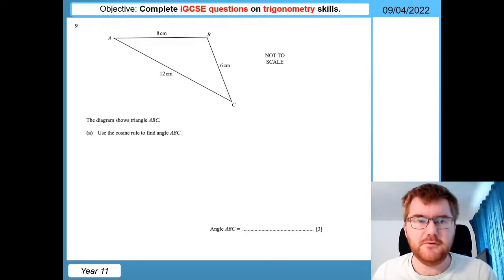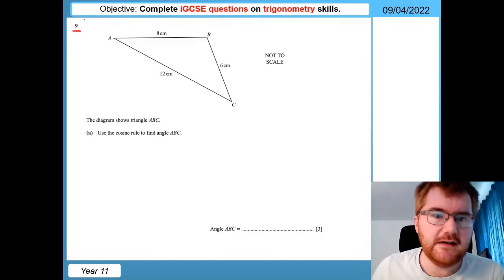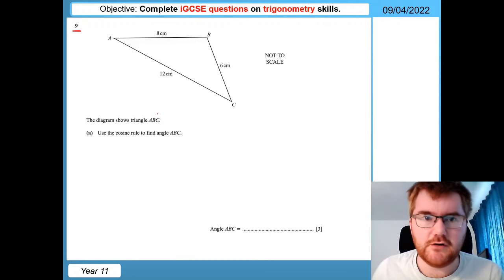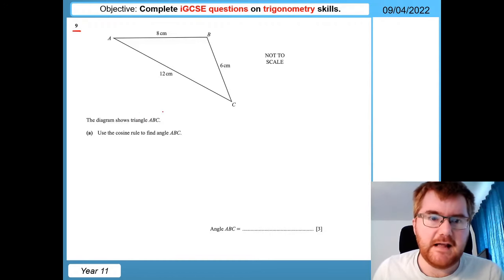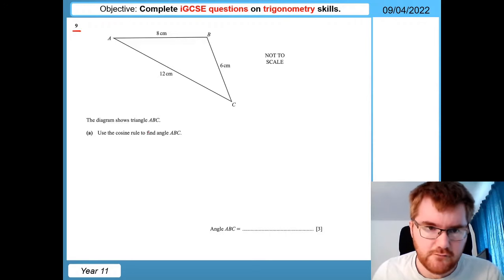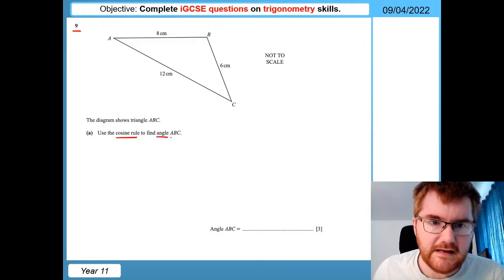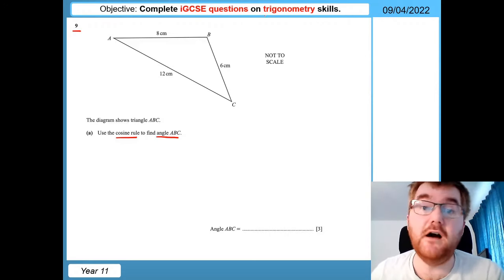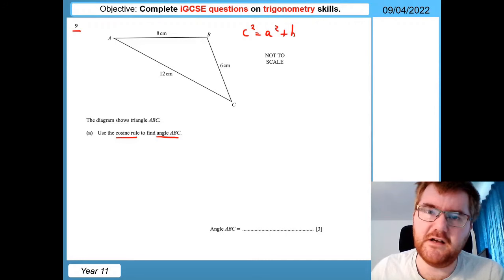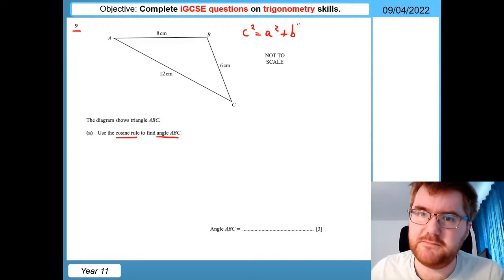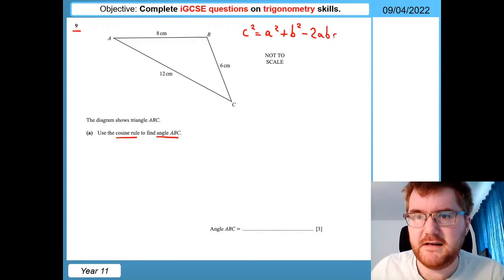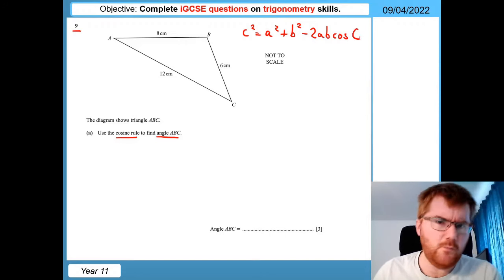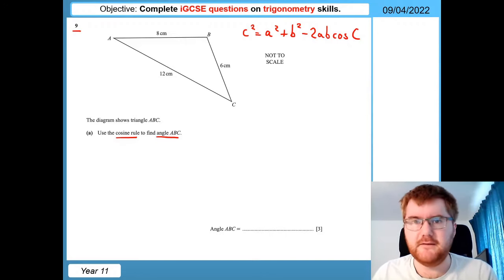Right, and let's move on to question 9. So the diagram here shows triangle ABC, and now we need to use the cosine rule to find angle ABC. Now the bad thing about the formula sheets compared to other courses is they only give you the one for a side. So c squared equals a squared plus b squared minus 2ab cos c, which is not very useful when you're actually looking for an angle.